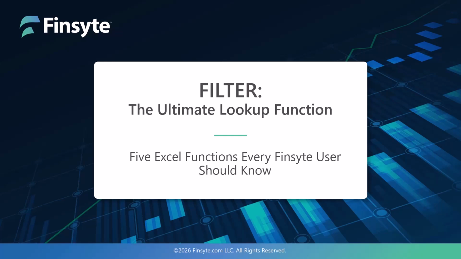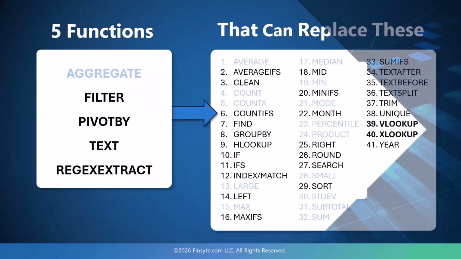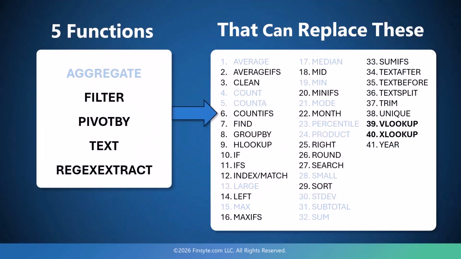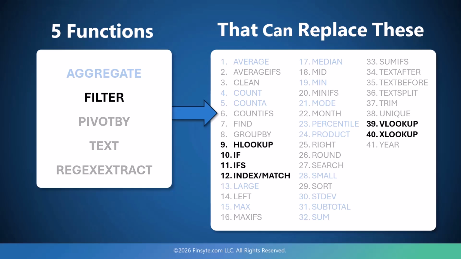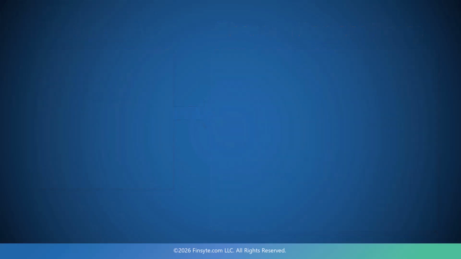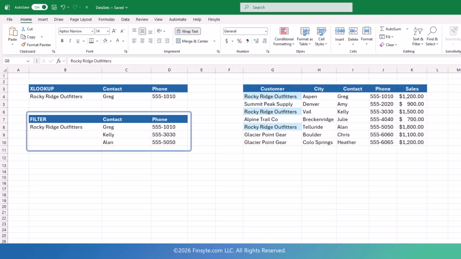When it comes to retrieving data in Excel, most people immediately think of functions like VLOOKUP or XLOOKUP. And those work well, especially when you're trying to return a single value. But what happens when you need more than one result, or when your criteria becomes more complex? That's where the filter function becomes incredibly powerful. Filter allows you to return all rows that meet a specific condition. Instead of returning just one match like the traditional lookup, filter can return multiple results at once.